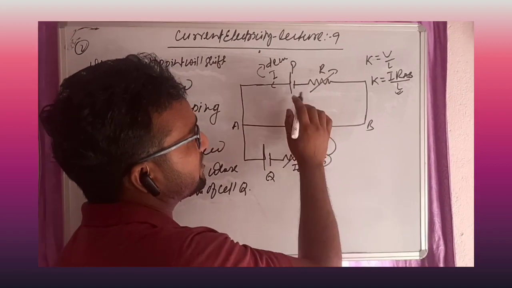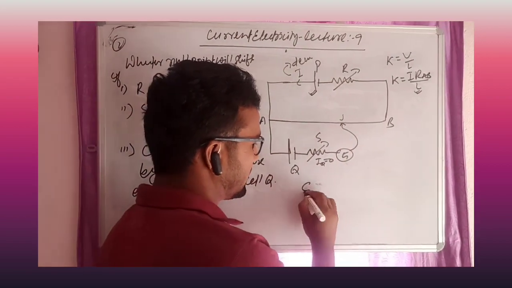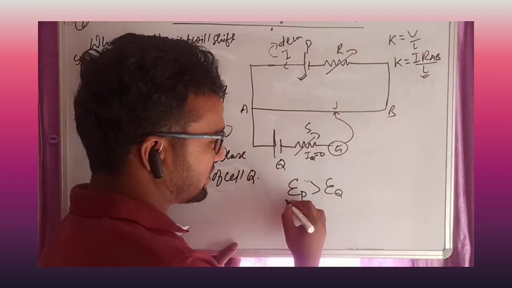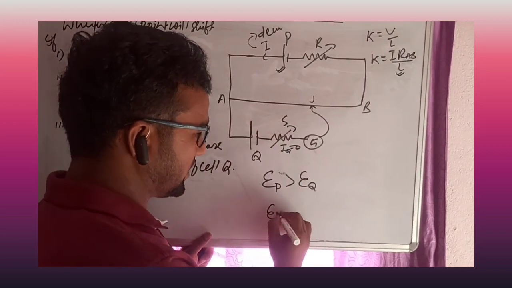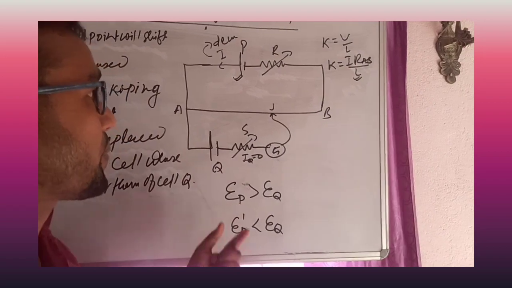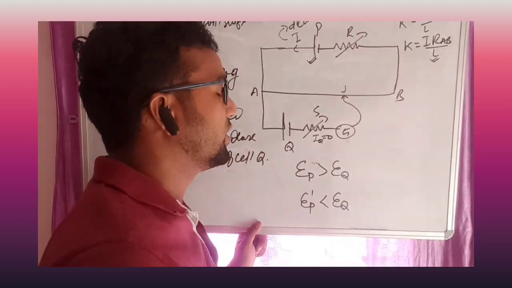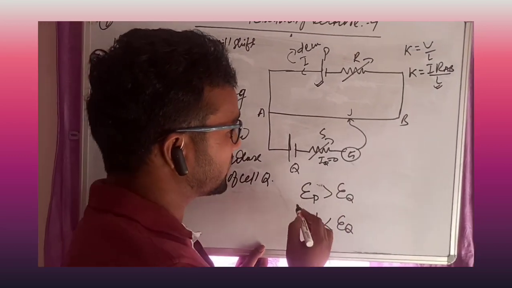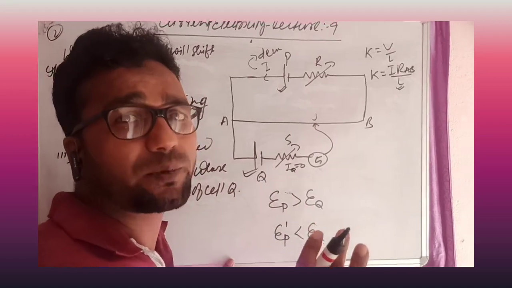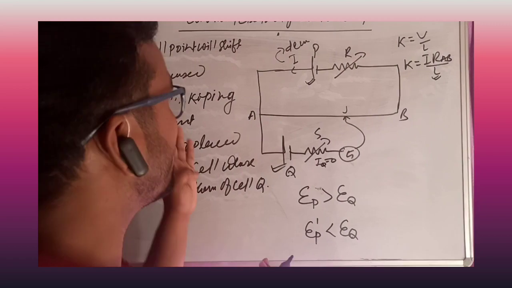Now when cell P is replaced by another cell whose EMF is lower than Q, and we know that the EMF of the driving cell EP is always greater than EQ. But when we change the cell to EP dash, which is less than EQ, then in this case the potential drop across this wire will be less as compared to the EMF of this cell. So in this case we will not obtain any null point. So this is the answer of all these three questions.